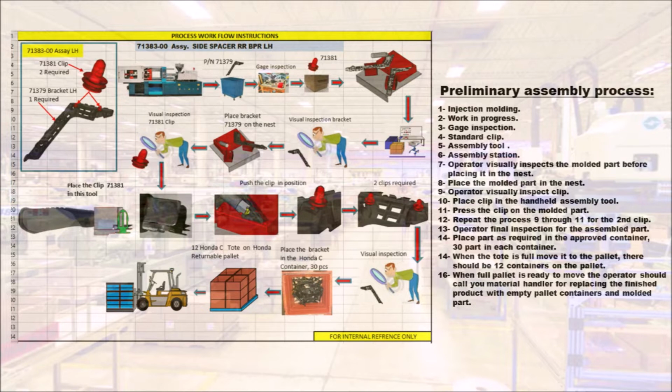10. Place clip in the handheld assembly tool. 11. Press the clip on the molded part. 12. Repeat the process 9 through 11 for the second clip. 13. Operator final inspection for the assembled part. 14. Place part as required in the approved container, 30 parts in each container. 15. When the tote is full, move it to the pallet; there should be 12 totes on the pallet. 16. When the full pallet is ready to move, the operator should call the material handler for replacing the finished product with empty pallet containers and molded parts.